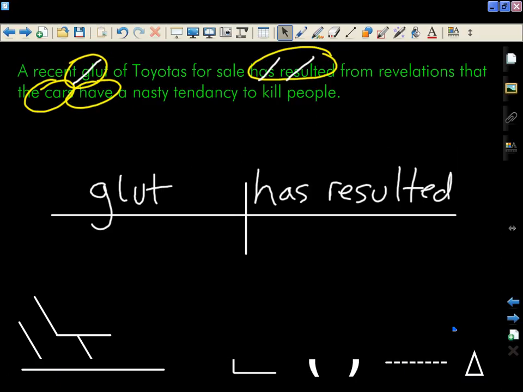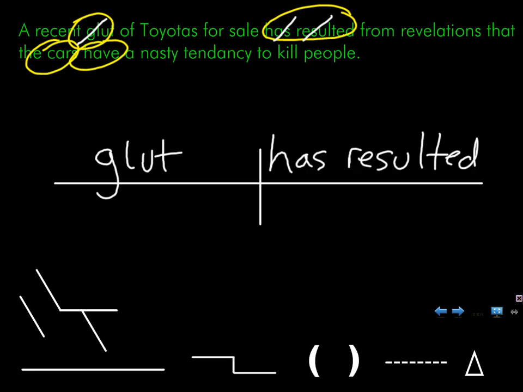Okay, so glut is our simple subject, has resulted is our verb. Let's keep working on that clause, which means we can stop at revelations. Somebody want to help me out with whatever else is going on? And I'm not going to call you up here, just call it out. What other piece do you know, Brandon?